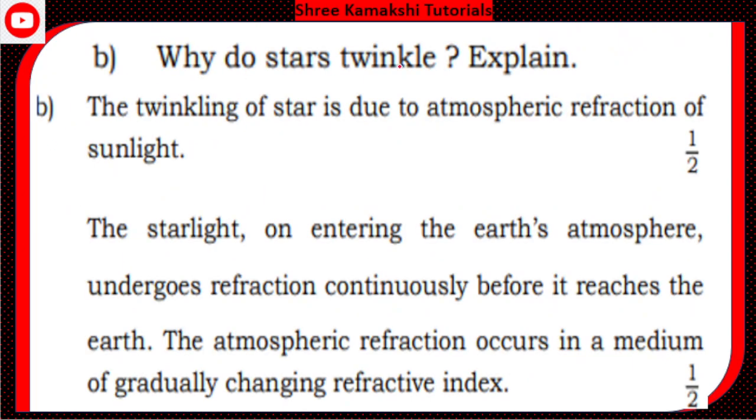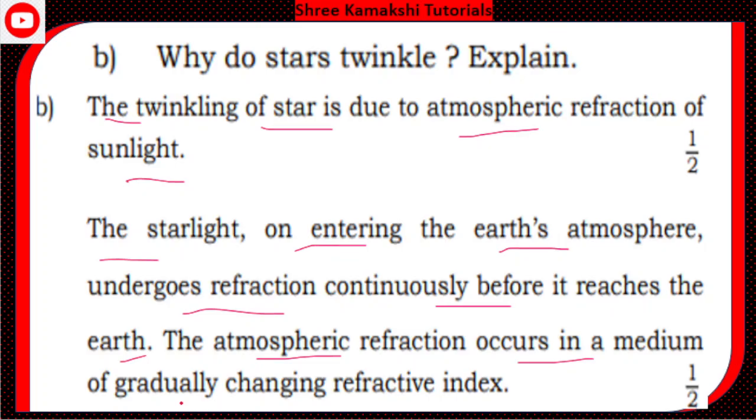Why do stars twinkle? Explain. The twinkling of a star is due to atmospheric refraction of the starlight. The light on entering the earth's atmosphere undergoes refraction continuously before it reaches the earth. The atmospheric refraction occurs in a medium of gradually changing refractive index.